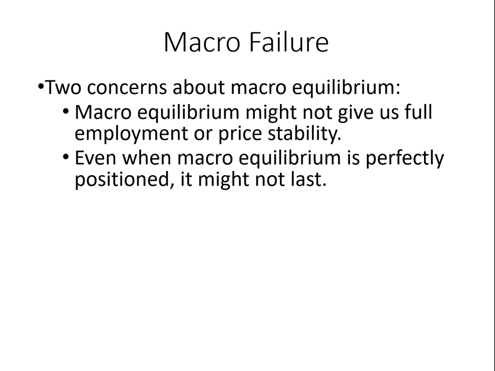There are just two possible problems of the market system. One is that the market macro equilibrium might not give us full employment or price stability. What does that mean? That means we cannot achieve full employment, or we have a relatively higher unemployment rate, and also our price is too volatile. That's called price stability. And even if the market's macro equilibrium were perfectly positioned, it might not last. That's called instability. Those are the two main problems.